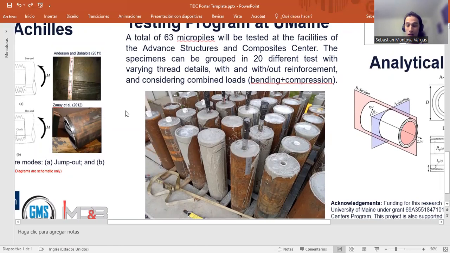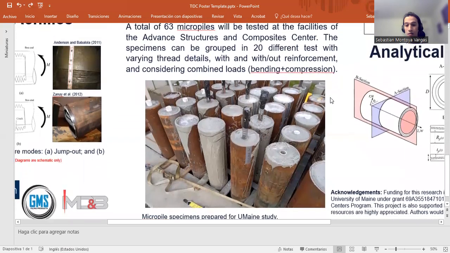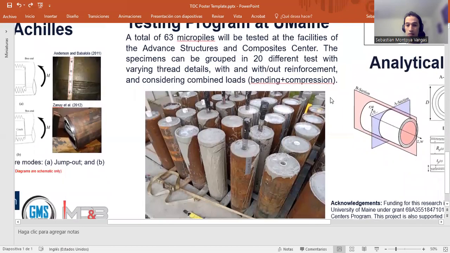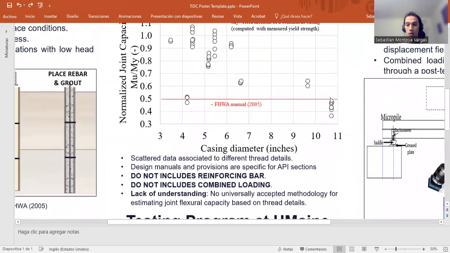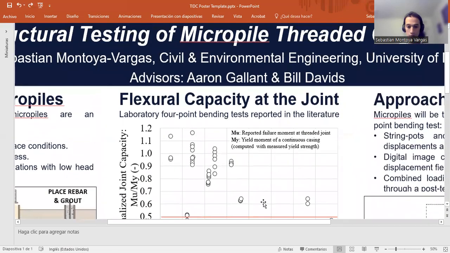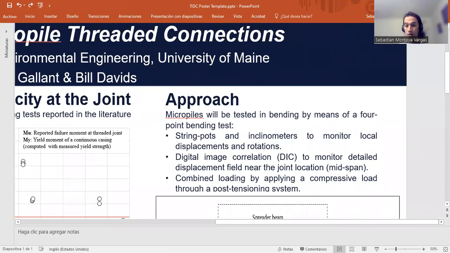essentially grouping them in 20, where we have different thread details, thread shapes, thread lengths, different pipe diameters, and different wall thicknesses, so that we can capture the behavior of these threads for a wide range of conditions. Also, we are going to include reinforcing bar, as I told you, and in some of the cases, we're going to apply compressive loads. So how are we going to do this?